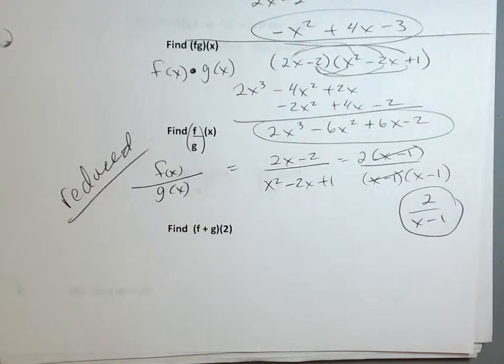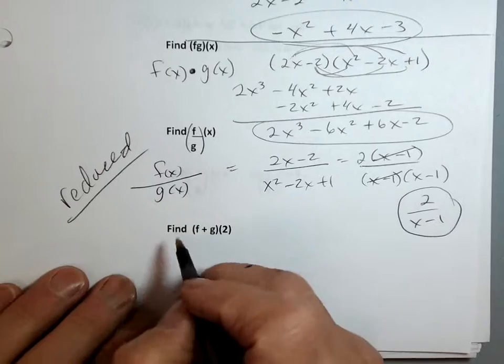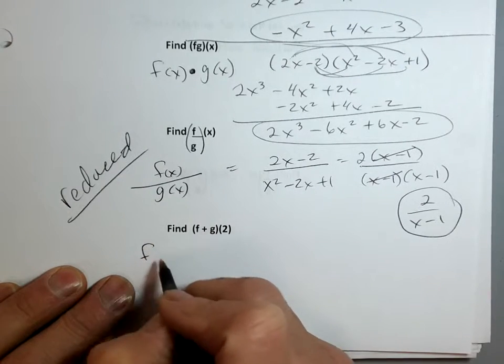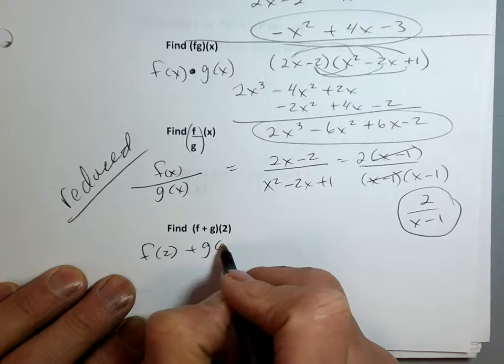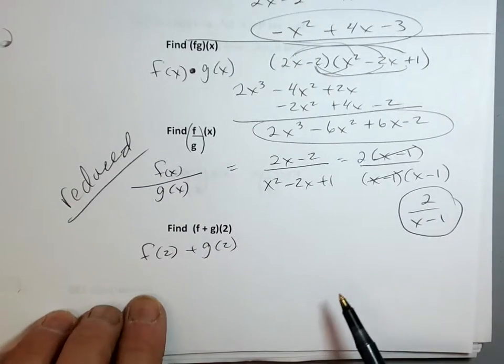Okay, now, question number 5. What do you think it asks us to do? Add them and then what? Divide. No. Divide. Plug into, because it's of 2. It's of 2. So what it really means is this. It means f of 2 plus g of 2. Now we've already added, haven't we?